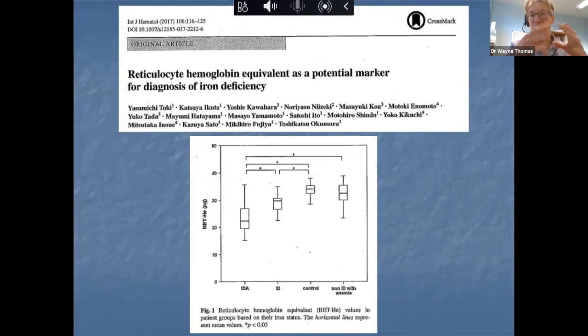So Carlo Brugnara, for example, did a fantastic study, just a small number of people, looked at what happened to the CHR over a period of days of giving oral iron. You could see that the CHR goes up within a few days of giving oral iron as a response. The hemoglobin takes a little while to come back, but the CHR starts going up.